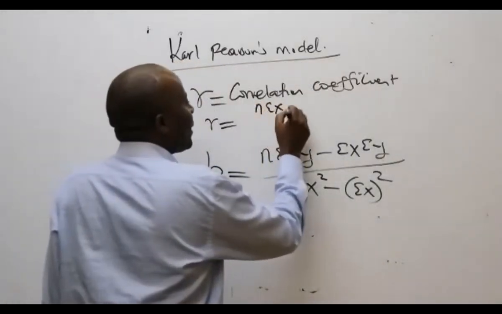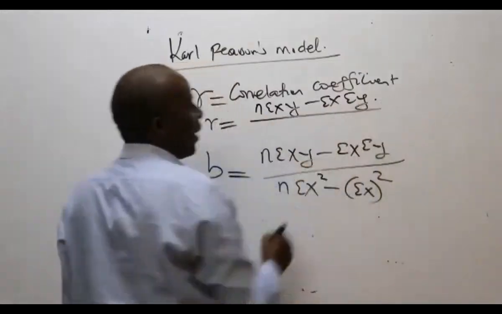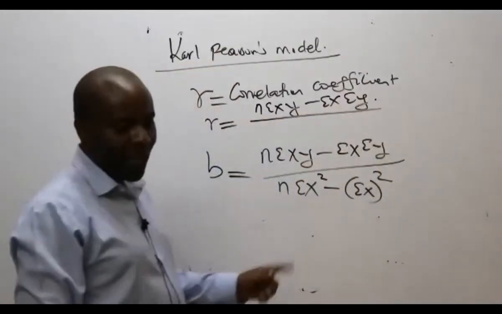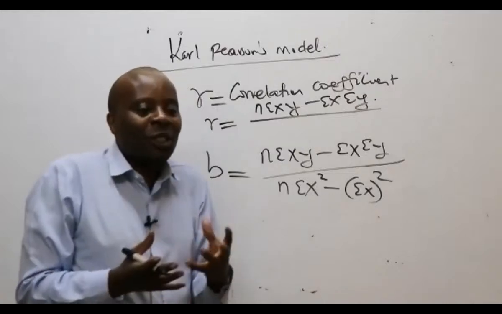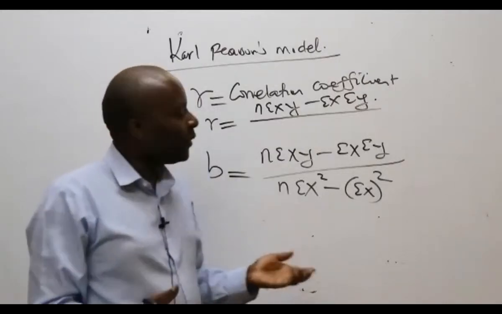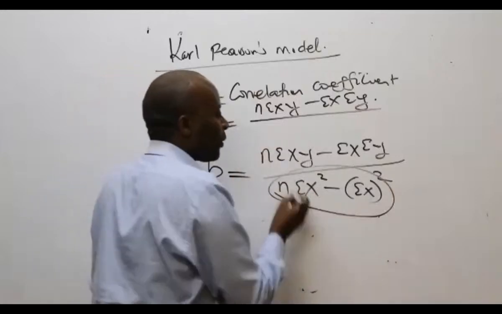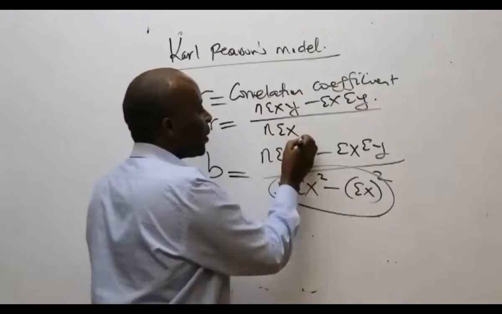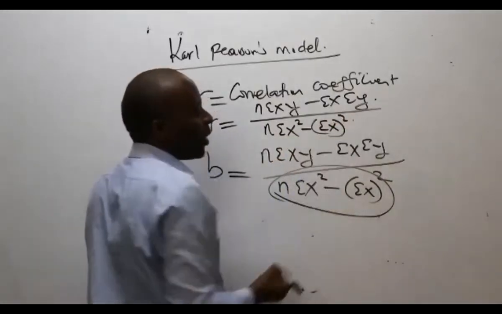So we have here n summation of xy minus summation of x, summation of y, all over. Now, the moment I've taken care of the numerator, there is also something I know about the denominator. There is also a relationship about the denominators. If I understand this, I've understood the entire thing. So for the denominator, I need to copy this: n summation of x squared minus summation of x, squared.